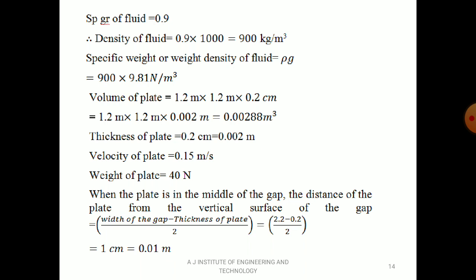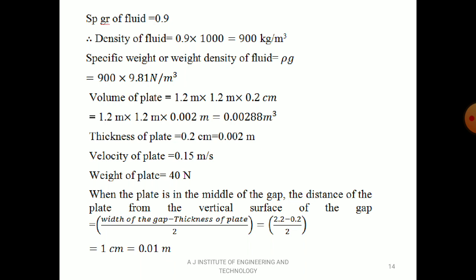Just remember, I'll explain about the use of this specific weight in the calculation. Then the volume of the plate. The area is given, and the thickness is given directly. So 1.2 meter by 1.2 meter into 0.2 centimeter. Just see there is 0.2 centimeter, not meter. The remaining two values are in meter.